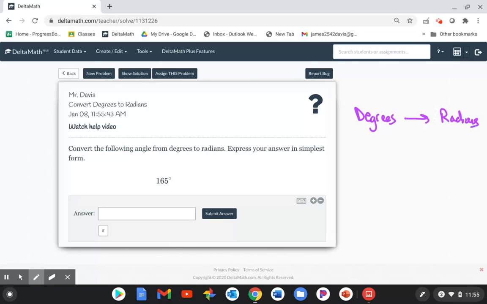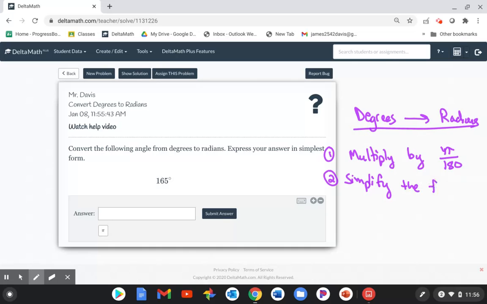They're very similar. If we're given degrees, all we're going to do is multiply by pi over 180, and then we're just going to simplify the fraction. That's it. Multiply by pi over 180 and then simplify the fraction. So for the first one here, we're just going to do 165 times pi over 180.